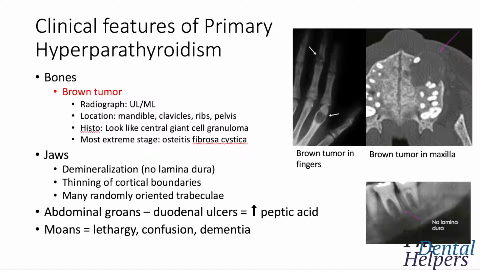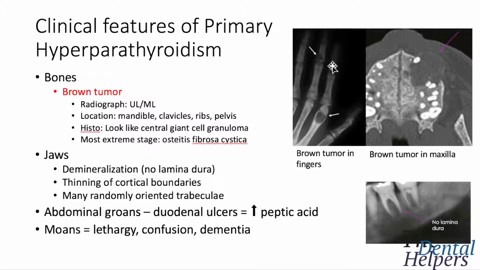Continuation of bones is that you're going to see this brown tumor again. And basically, it could be a unilocular or multilocular lesion. Example of this is right here. We see this brown tumor in the maxilla. You can also see it in the fingers, where the phalanges are. Typically, the location is going to be the mandible, the clavicle, the ribs, the pelvis.